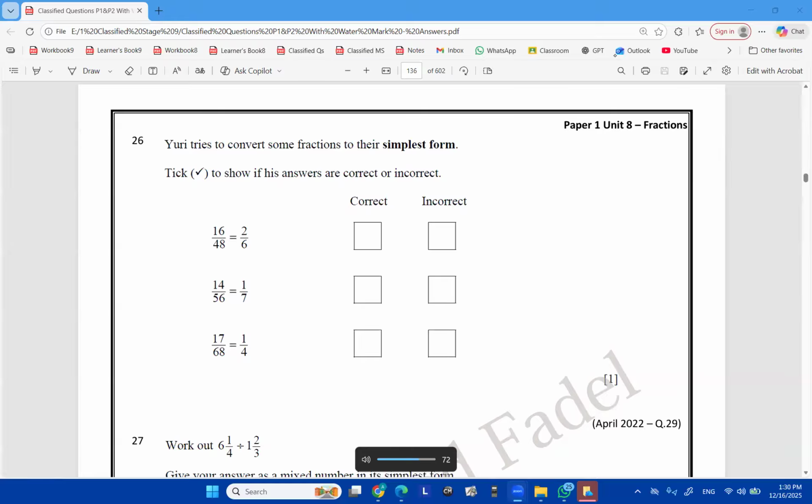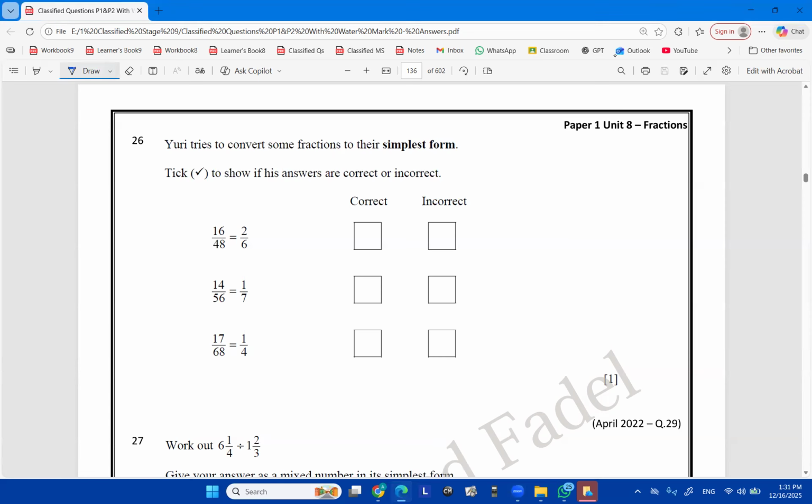And in today's video, we're going to discuss Paper 1, Unit 8, but this is Part 2. Part 1, which is from question 1 until question 25, is also uploaded to Google Classroom. All right, starting here from question 26, Yuri tries to convert some fractions to their simplest forms. Tick to show if his answers are correct or incorrect.